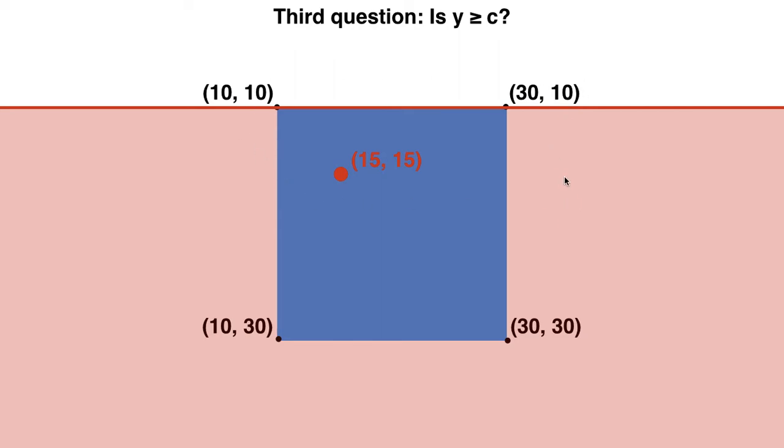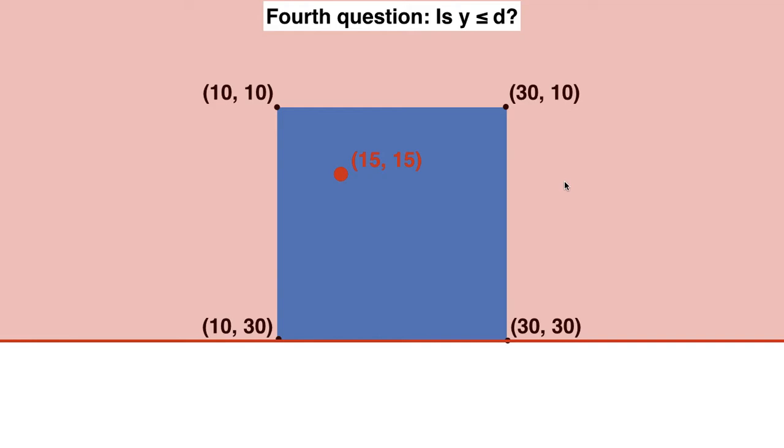And the final question that we want to ask is if the y coordinate is less than or equal to D, which again is 30 in this case. The area that's shaded in red here is any ordered pair for which the y value is going to satisfy this condition, asking if the y value of that ordered pair is less than or equal to D, which again is equal to 30.